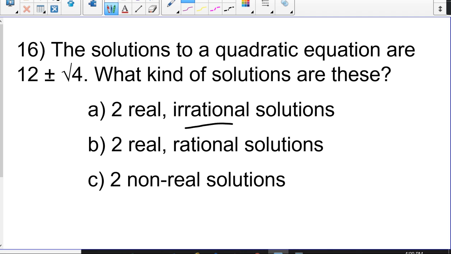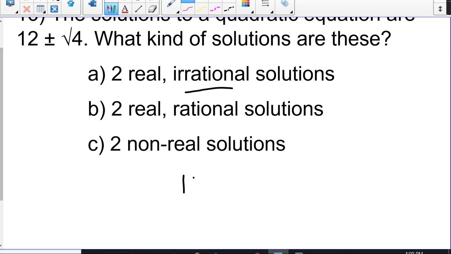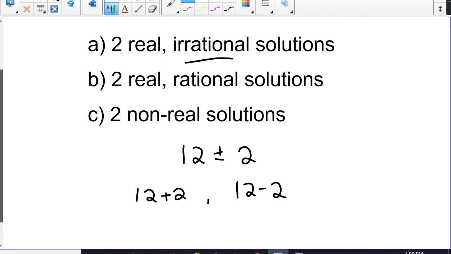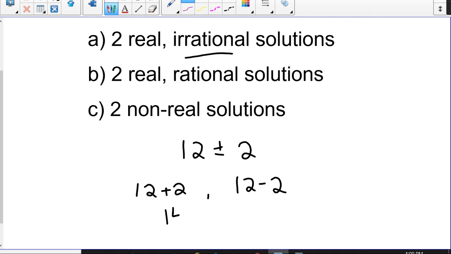So 12 plus or minus root 4 is the same thing as 12 plus or minus 2, because the square root of 4 is 2, because 2 squared is 4. This is 2 solutions, because plus or minus means I'm doing 12 plus 2 and 12 minus 2. And look, I can solve these and get regular whole numbers. 12 plus 2 is 14. 12 minus 2 is 10. So those are real rational solutions. We have 2 real rational solutions.